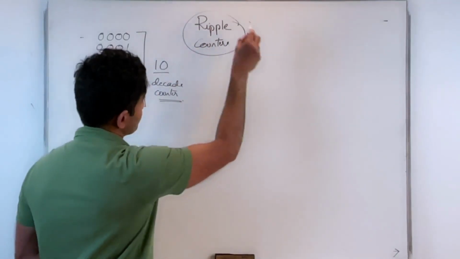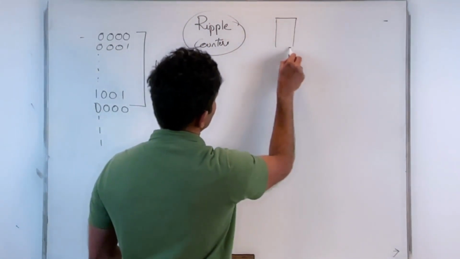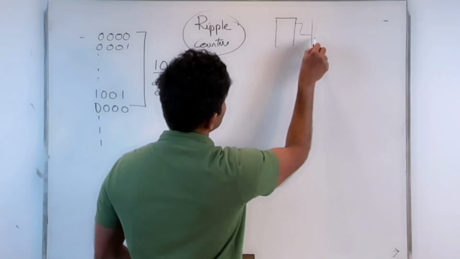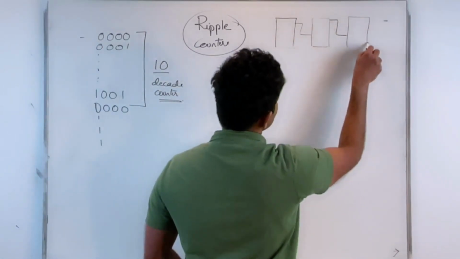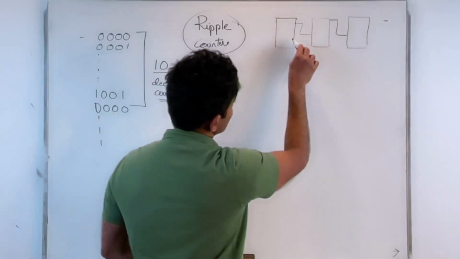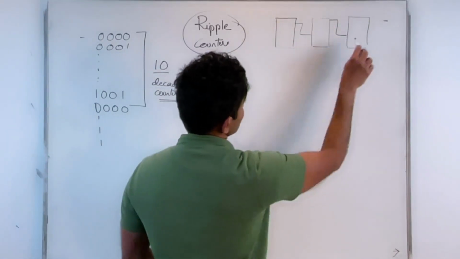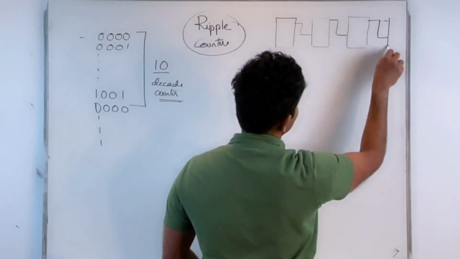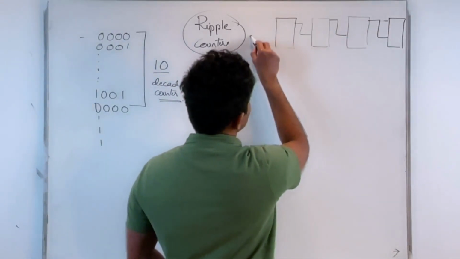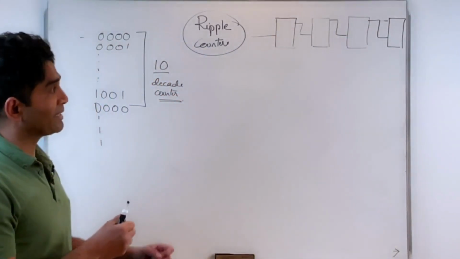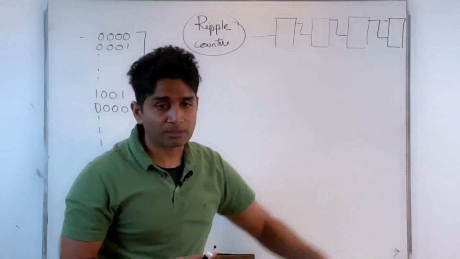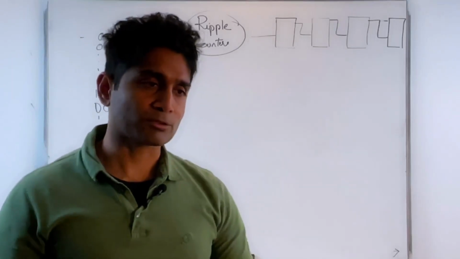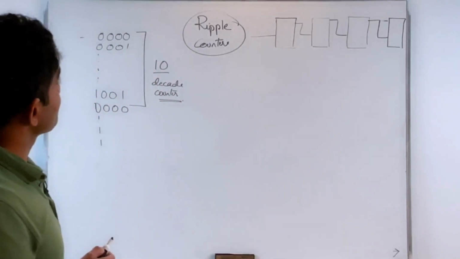Why is it called a ripple counter? Because the way we have designed it, the output of one flip-flop is fed as the clock to the next flip-flop. So my outputs essentially are getting rippled through these different stages. My clock is only applied to one flip-flop, but the effect of this clock is rippled through these connections. That's why it's called a ripple counter.